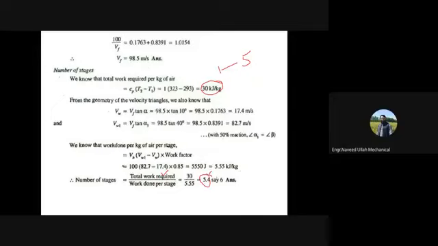So in this way you need to round this, and you can say that if you have 6 stages of the axial flow compressor, you can get this pressure ratio. If you increase the number of stages, this will also increase, and if you decrease it, this will also decrease. So for that particular pressure ratio, you can have 6 stages of the axial flow compressor, right?